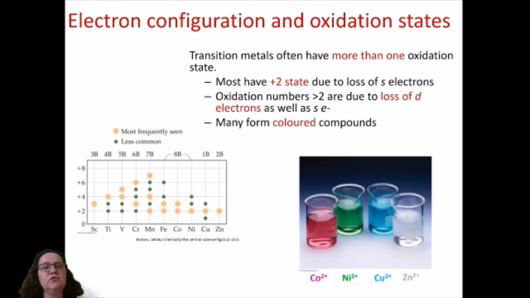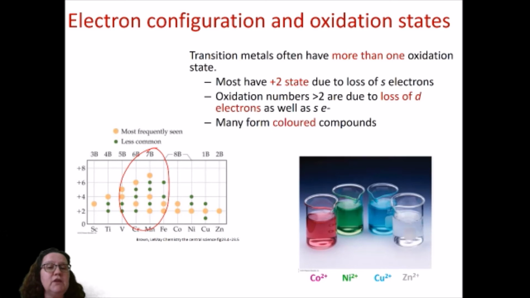Transition metals tend to have more than one oxidation state, and some of them can have many oxidation states, especially in the center of the d block. Most will have +2 as oxidation state, and that's due to the loss of the s electrons. And quite a few others will have oxidation states higher than 2, and that will be due to the loss of the d electrons as well as the s electrons.